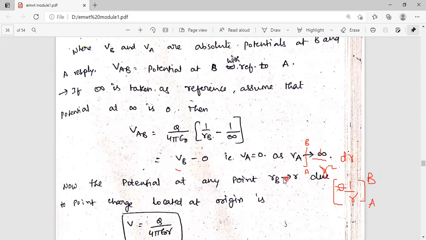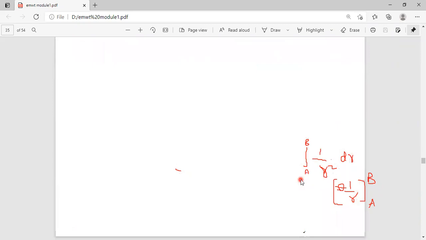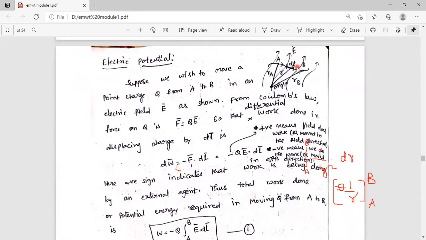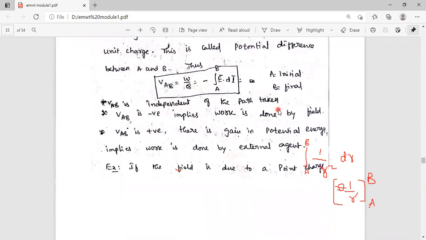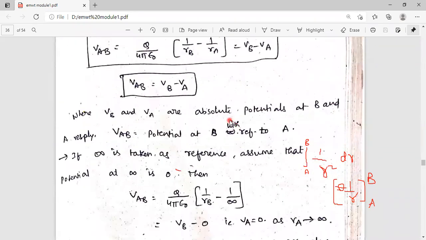Let us generalize this. Okay, RB tends to R. Now what is RB? RB represents the distance between the origin and this point B. Now this is not B. Suppose any general distance R. Okay, any point. This is another point. Now what is that point's distance from the origin? R. Assume R. Smaller r represents the distance of any point considered here from the origin. Okay, let it be R. Then the general expression for potential now becomes V is equal to q by 4 pi epsilon naught R.